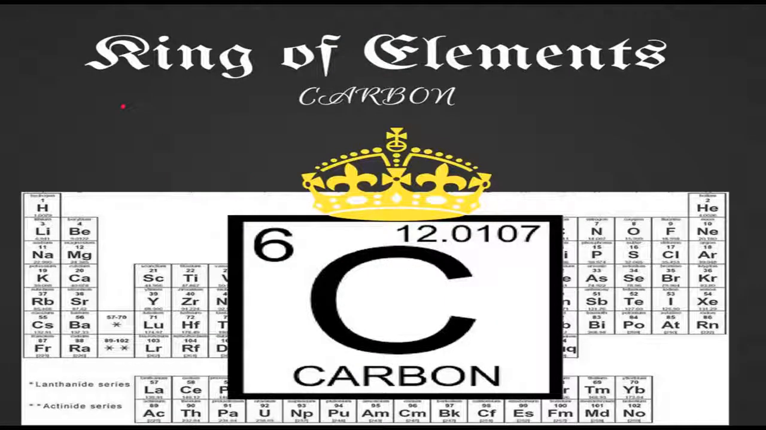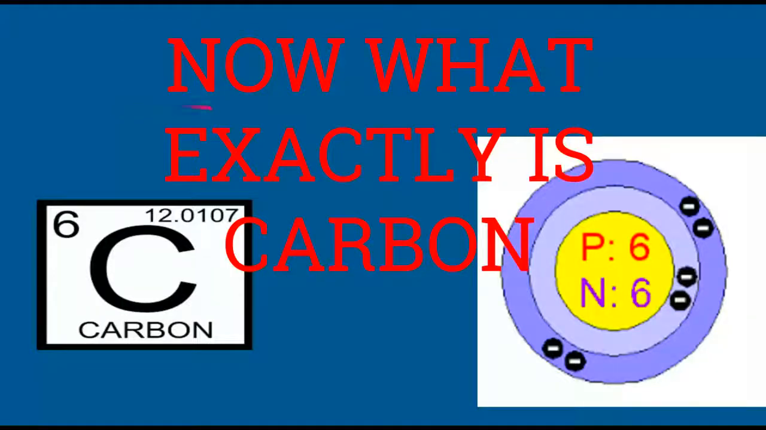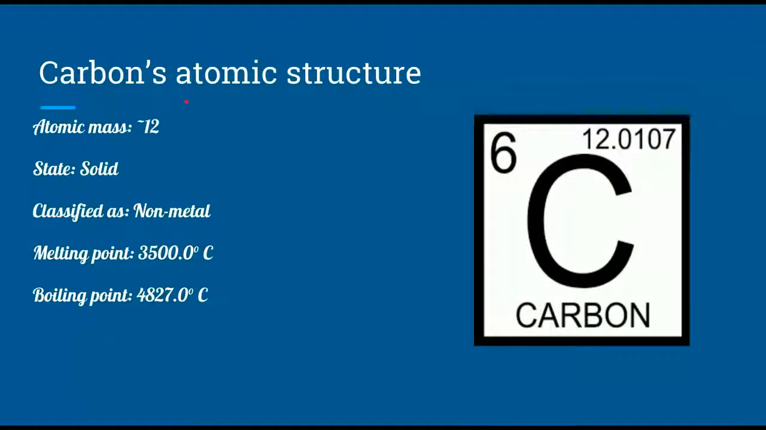I'll be discussing the king of elements known as carbon. Now, let me first explain the basics of carbon. Carbon has the atomic mass of 12. It has a solid state. It's classified as a non-metal. Its melting point is 3,500 degrees Celsius and its boiling point is 4,827 degrees Celsius.